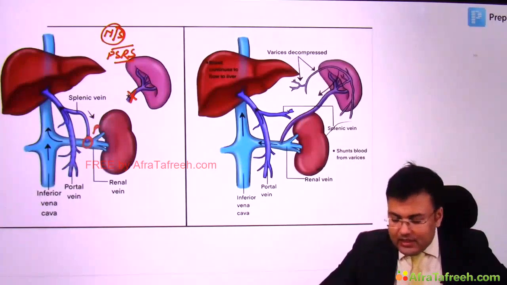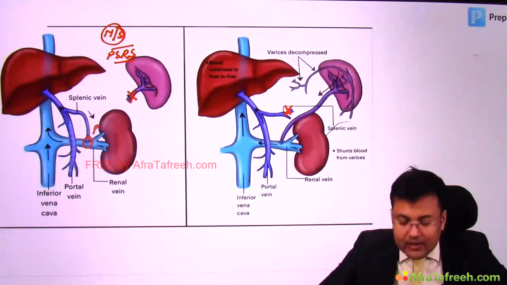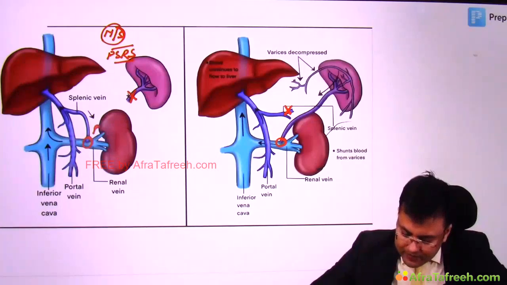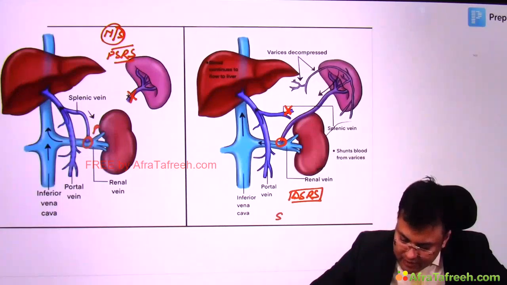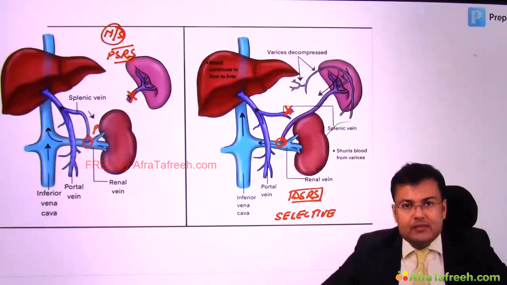Clear? In this case, if you see here, the distal part of the splenic vein is divided, and this distal part is sutured to the renal vein. So this is what? Distal splenorenal shunt, and obviously this is a type of selective shunt. Clear? These are the two most commonly asked image-based questions related to shunt. Another question which was asked in AIIMS and DNB was peritoneovenous shunt.